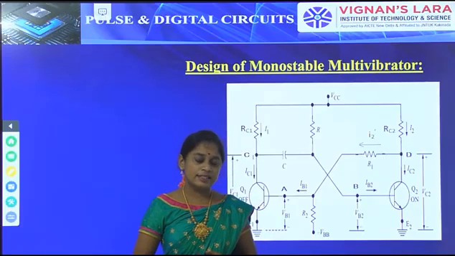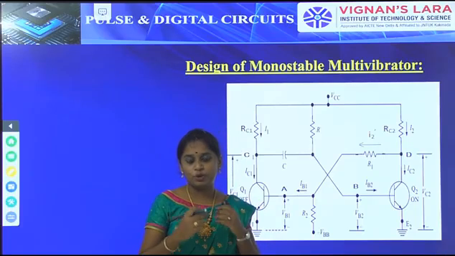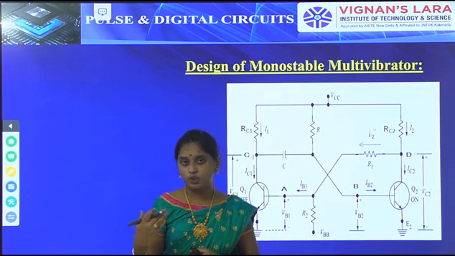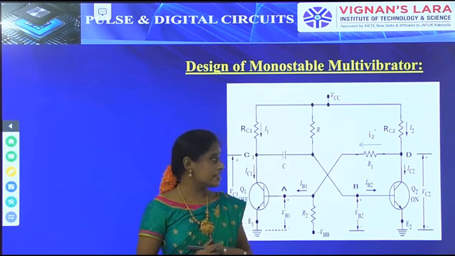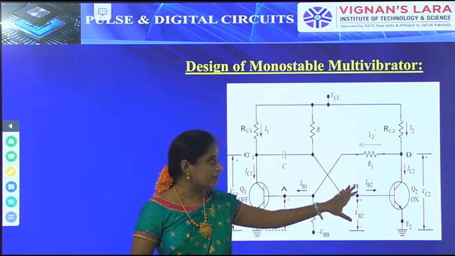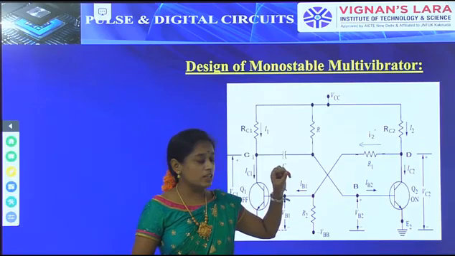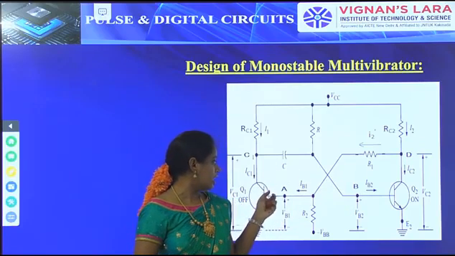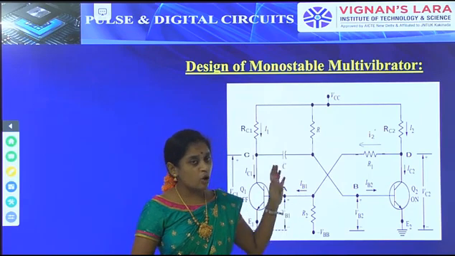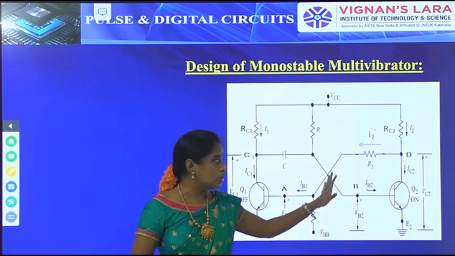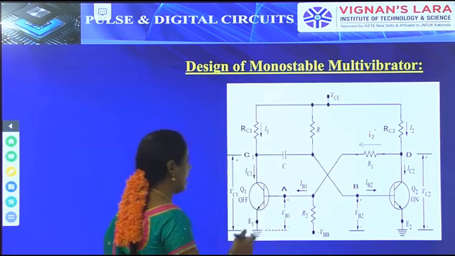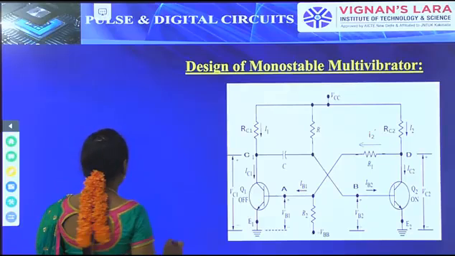Let us assume that in the previous condition we discussed, Q2 is in on condition and Q1 is in off condition. But this time it will be reversed. So in this particular case, Q1 is in on condition and Q2 is in off condition. That is our assumption. From that assumption I have to redraw this circuit. It will be like this.